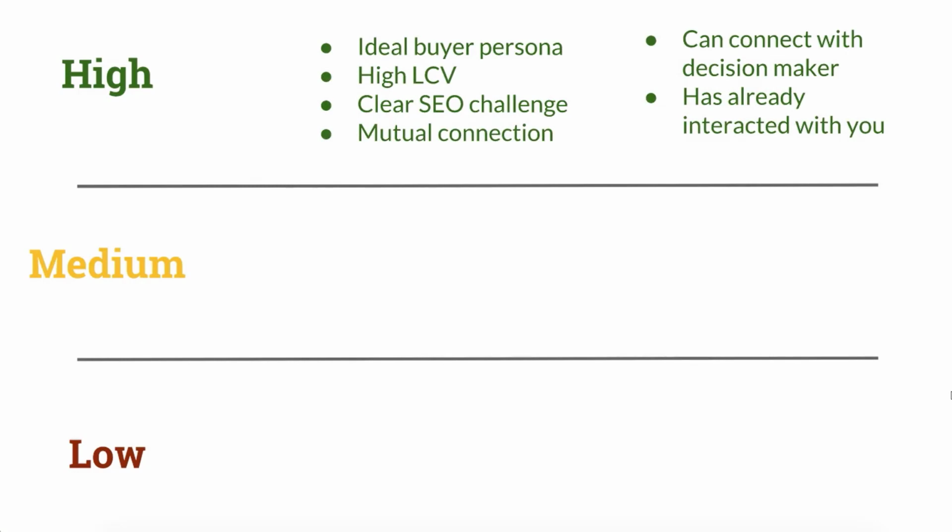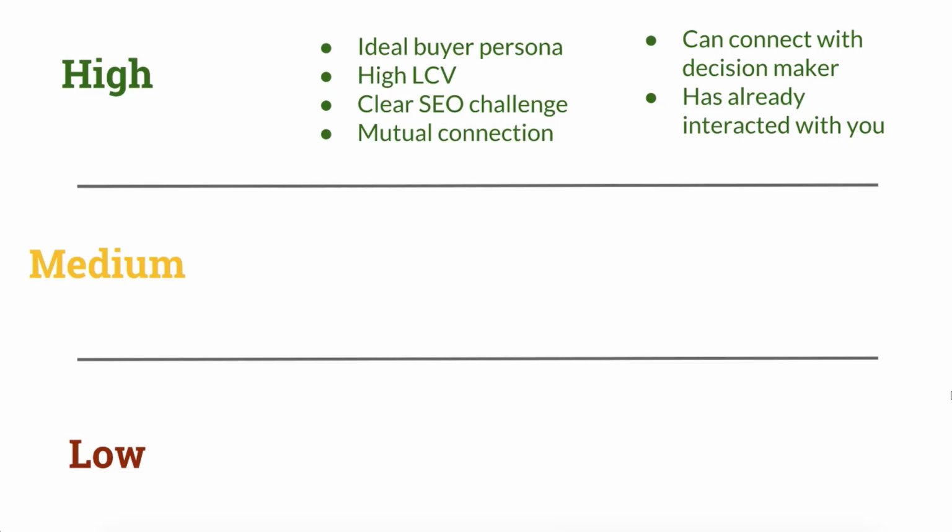A high priority prospect has an ideal buyer persona. You've created that buyer persona for them, and it's ideal. They have a high lifetime customer value. They have a clear SEO challenge. When you did the research, you found that maybe they were ranking on the second or third page for some important keywords. So they have a challenge, but they also have potential.